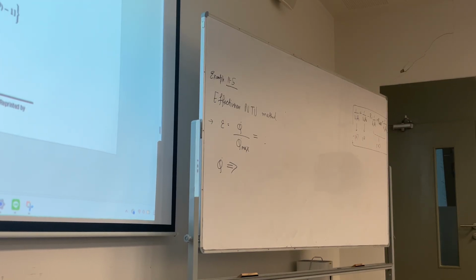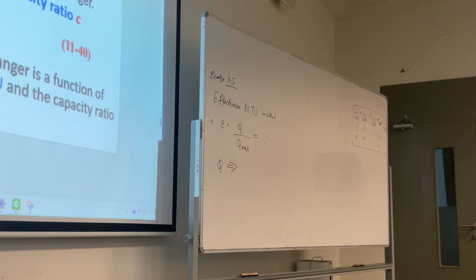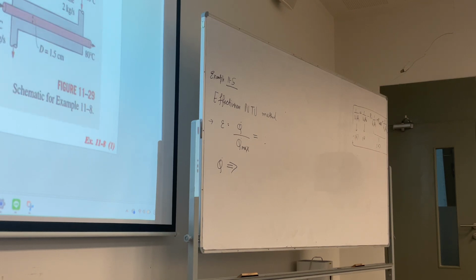If they are asking you to calculate the effectiveness epsilon in a double pipe, let's say parallel flow, you need only NTU and the value of c. What is NTU? NTU is this. Okay, so let's do one example.